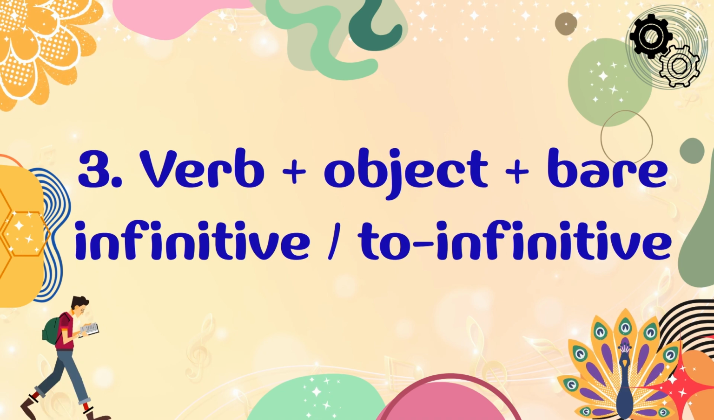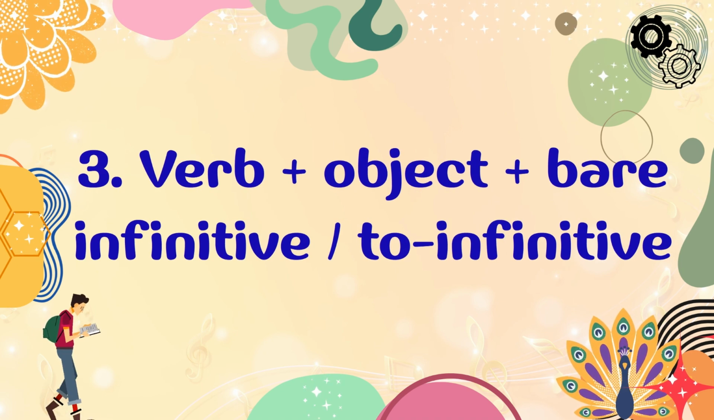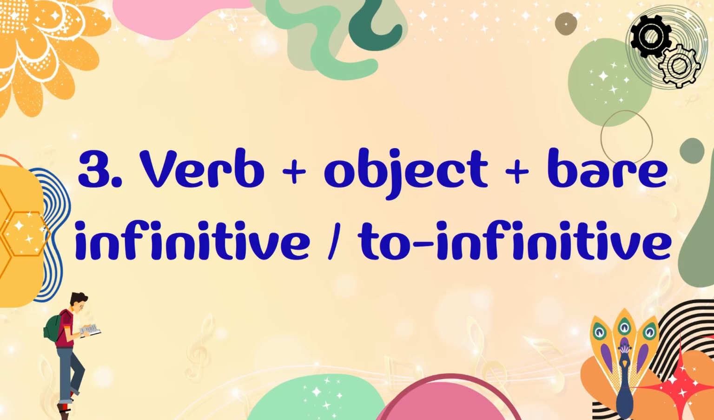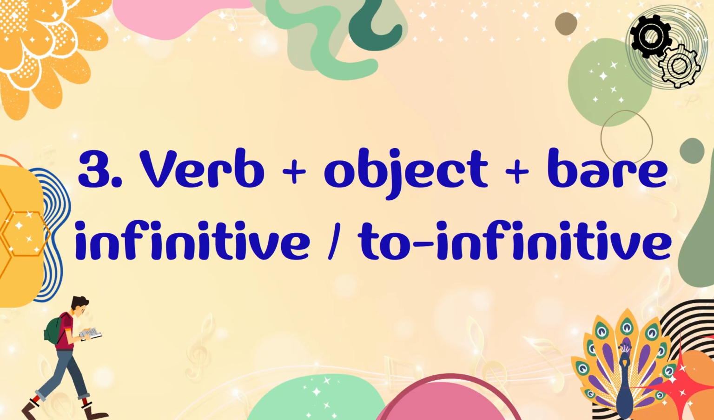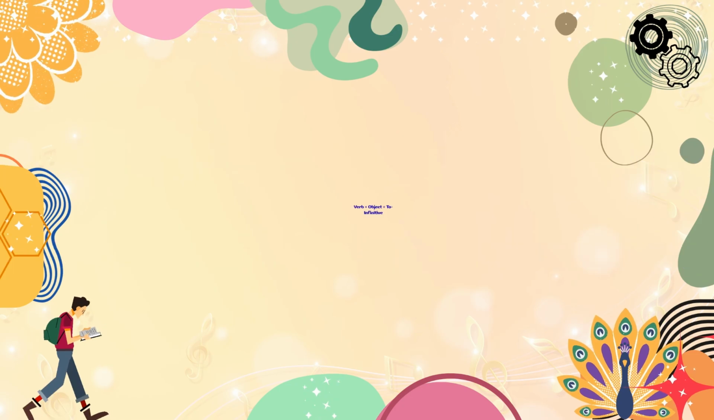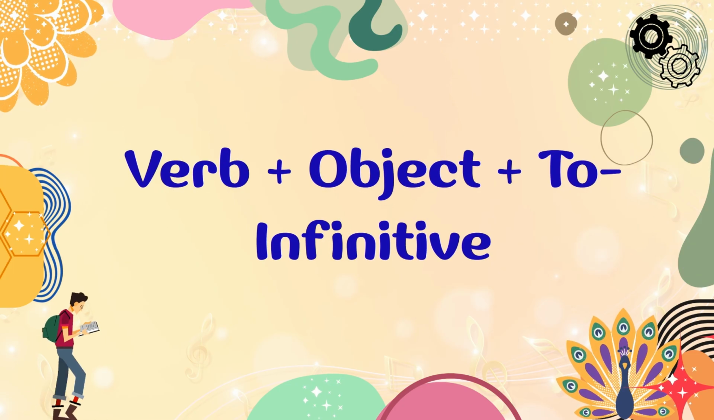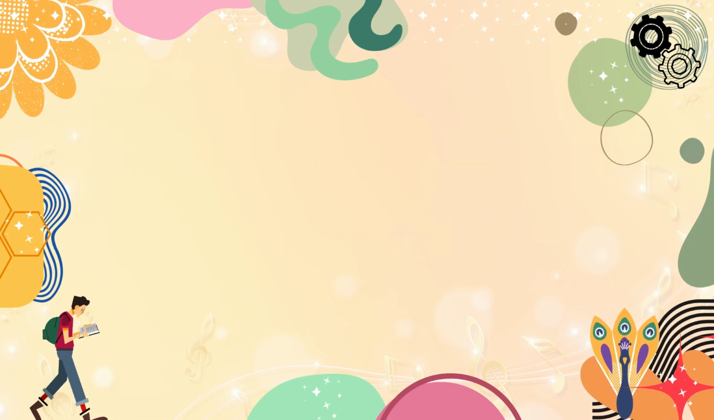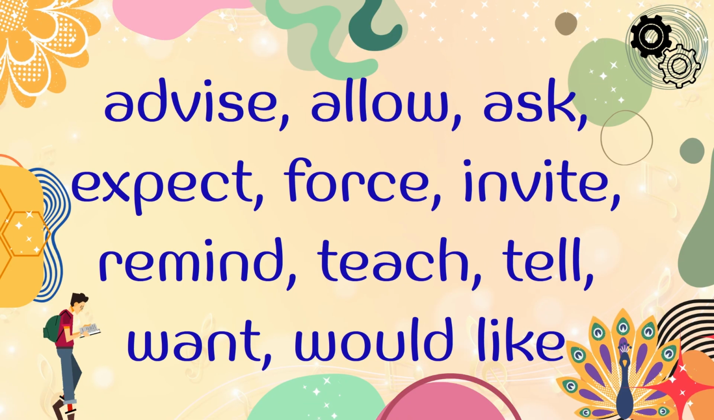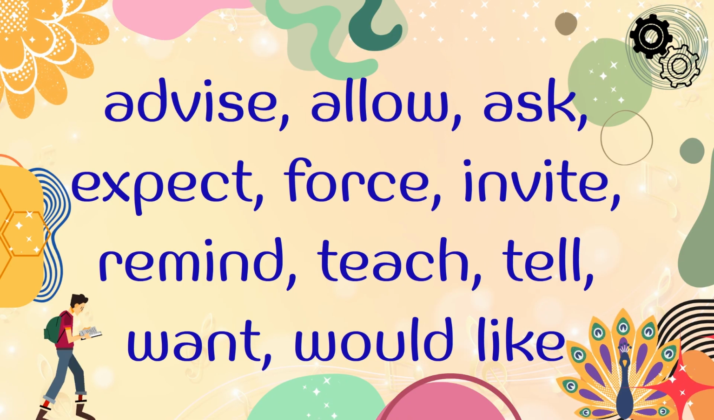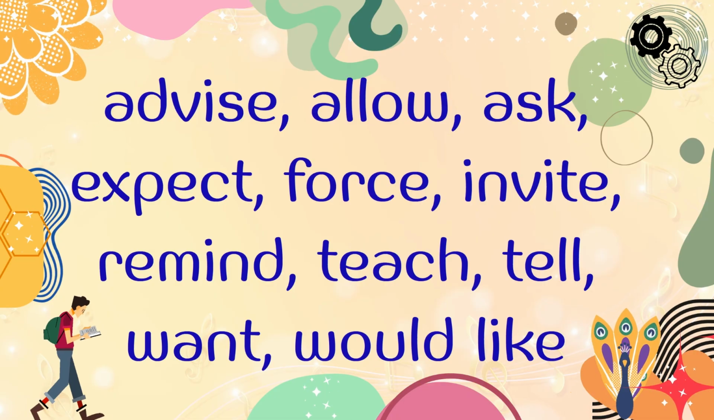And the third structure, or the third pattern, verb plus an object plus an infinitive. In this case, it can be a bare infinitive or a to infinitive. The first structure will be verb plus object plus to infinitive. As you might already know, some verbs take an object before the second verb with to. Verbs like advise, allow, ask, etc.